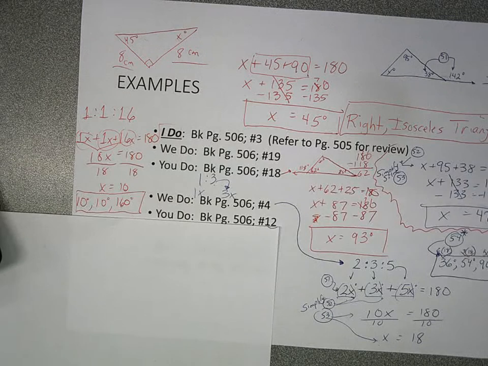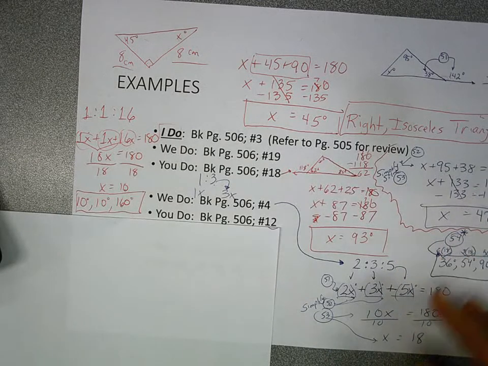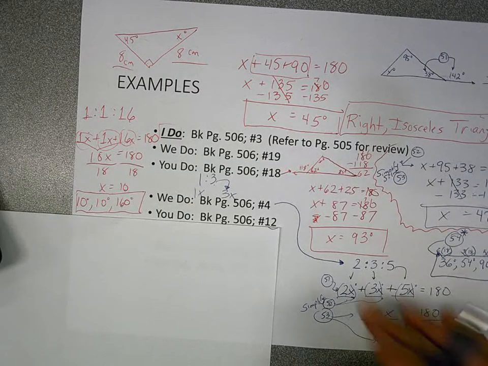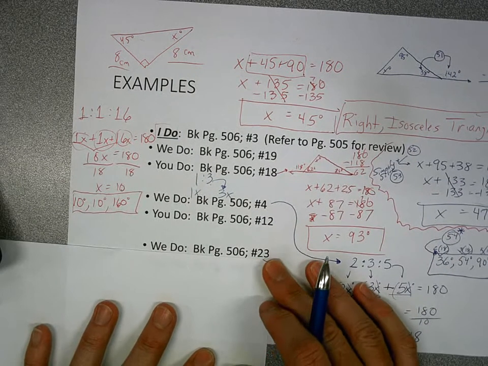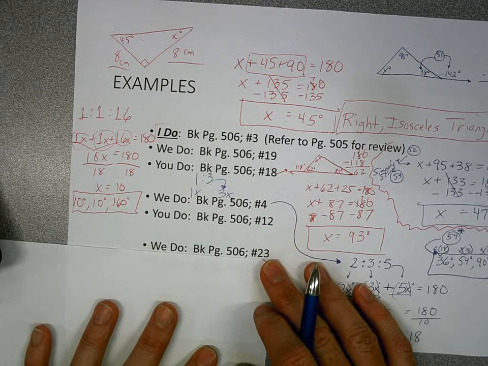All right, we're going to go ahead and try one last type of problem. We're going to get into a little more algebra here. So let's go ahead and take a look at problem 23. It actually falls on page 507, 23. All right, here we go.